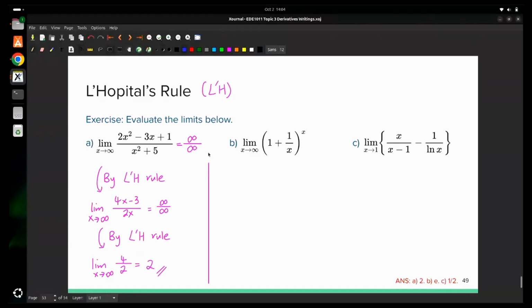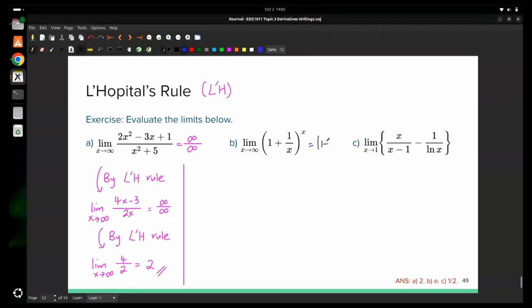So for the second expression, if you try to substitute in, you notice you get 1 plus 0, because it's 1 plus 1 over infinity.